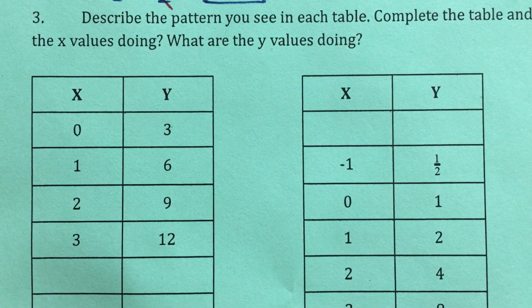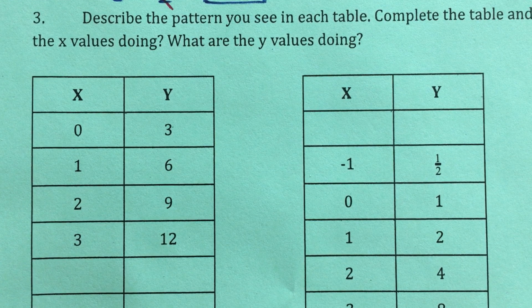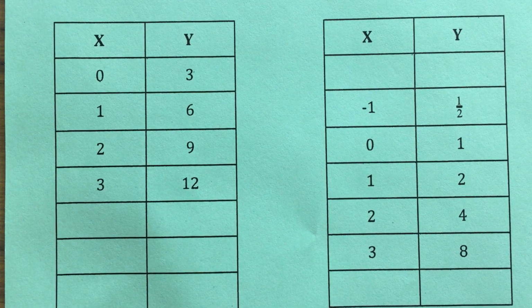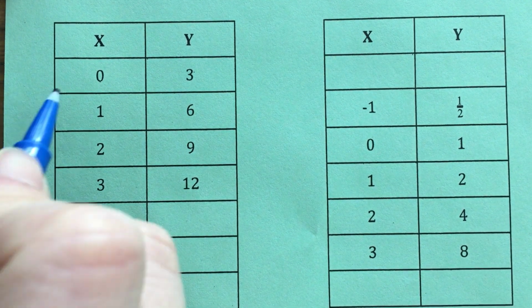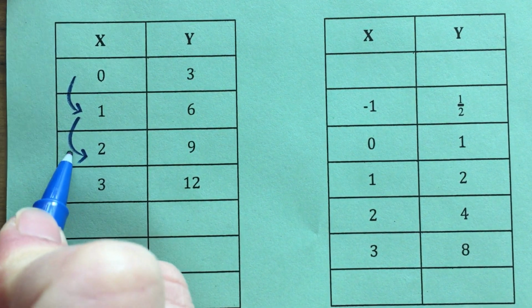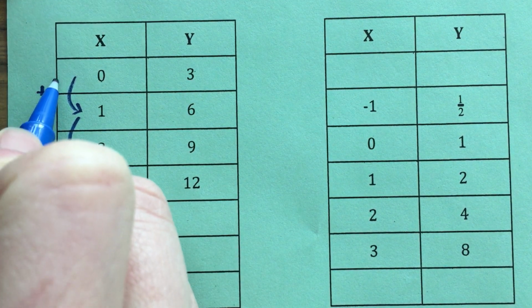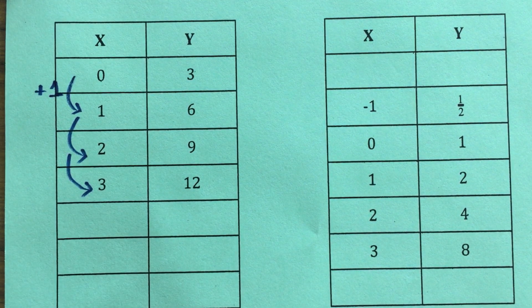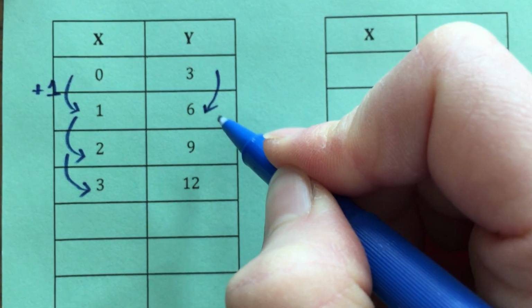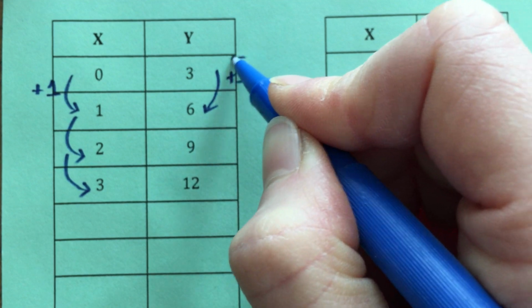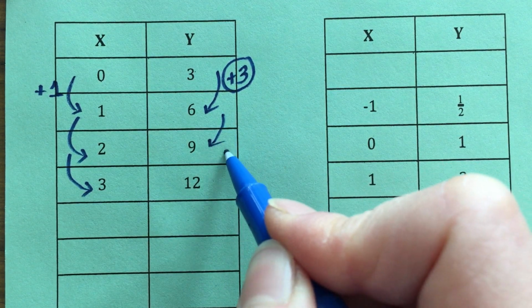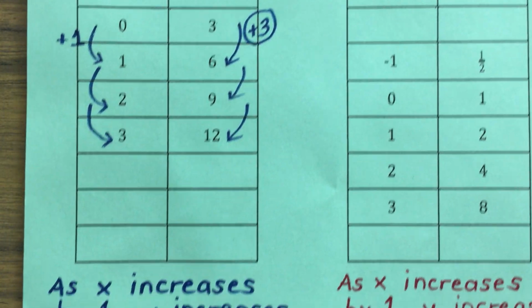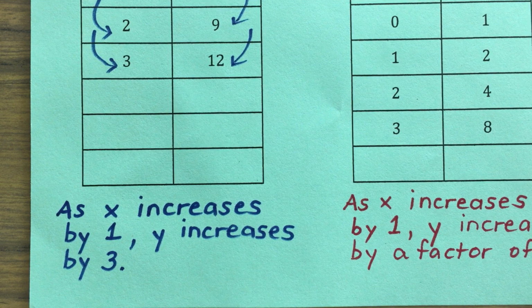Jumping down to number 3, describe the pattern you see in the table. Complete the table. What are the x values doing? What are the y values doing? Here it might be helpful to use some arrows. So x, as you can see, x is increasing by 1 each time. It's okay if you just write it out one time, but you can see y is increasing by addition by 3, so adding 3 each time. Linear, like we've seen before. So I wrote a sentence down here, as x increases by 1, y increases by 3.